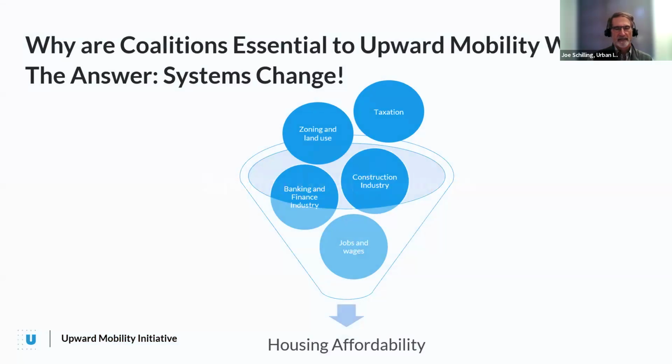So that's an existential question. Why are coalitions essential? Well, the answer is somewhat simple in that the complexity of upward mobility, the complexity of trying to address poverty really requires a cross-sector collaboration to address these systemic barriers that really prevent upward mobility.